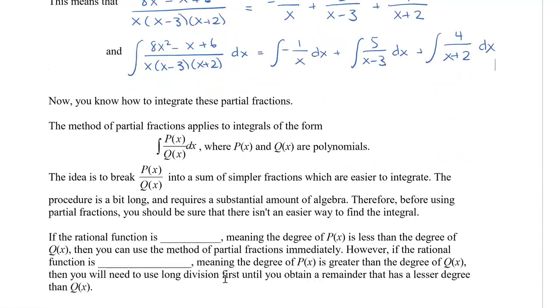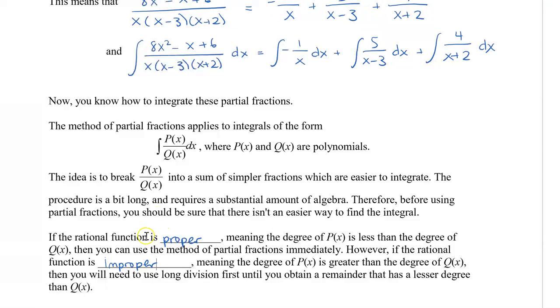Now, a couple of notes. If the rational function is proper, meaning the degree of the numerator, the p of x, is less than the degree of the q of x, then you can use the method of partial fractions immediately. However, if the rational function is improper, meaning the degree of p of x is greater than the degree of q of x, then you're going to need to use long division first until you obtain a remainder that has a lesser degree than q of x.